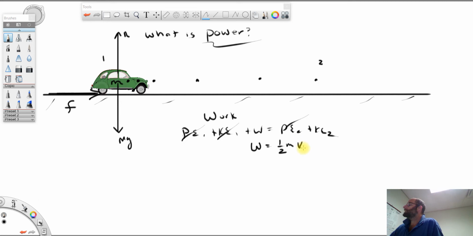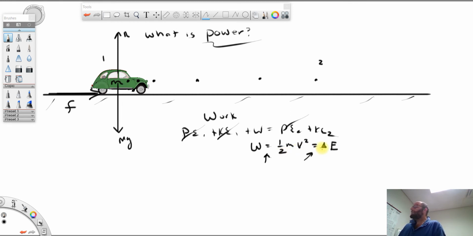Now, if we're only talking about kinetic energies and the car started from rest, we could also call this the change in energy of the system. And again, there are equalities here and here. The thing to point out is that the work is equal to the change in energy, and the final kinetic energy is also equal to the change in kinetic energy.